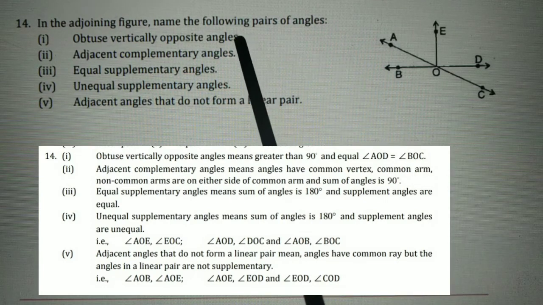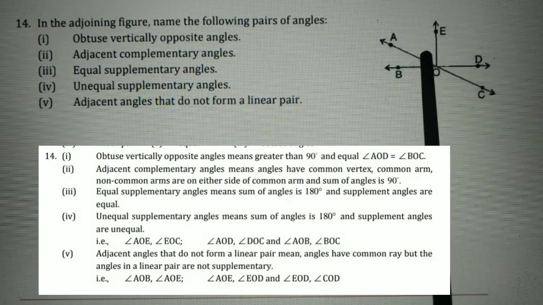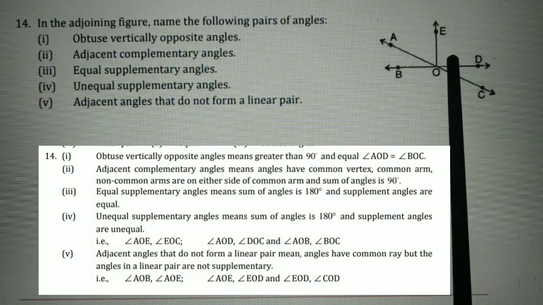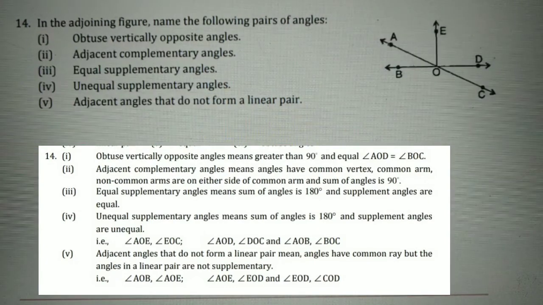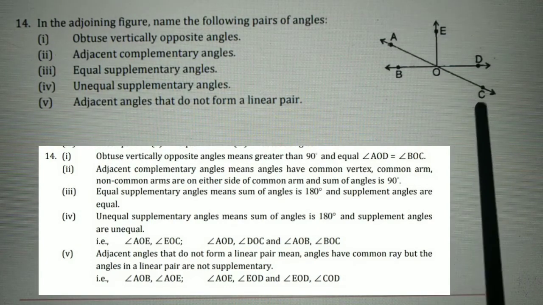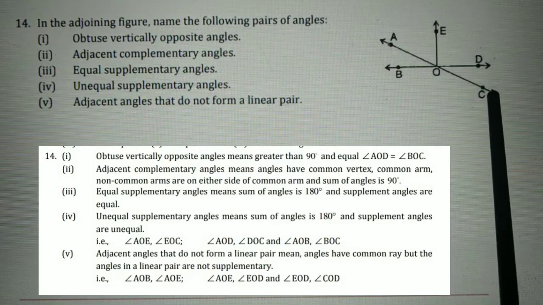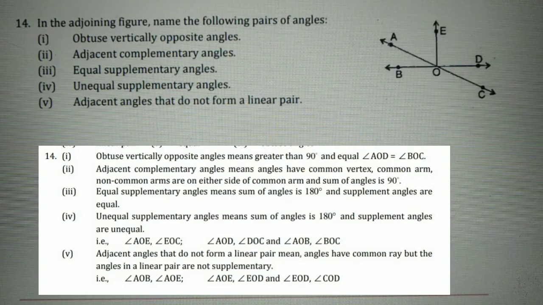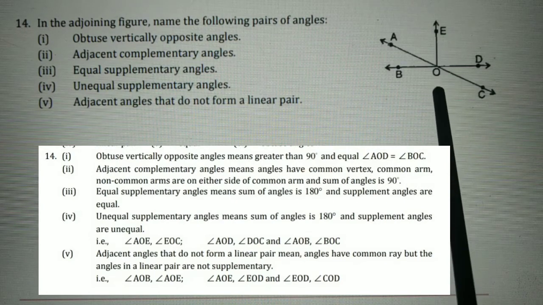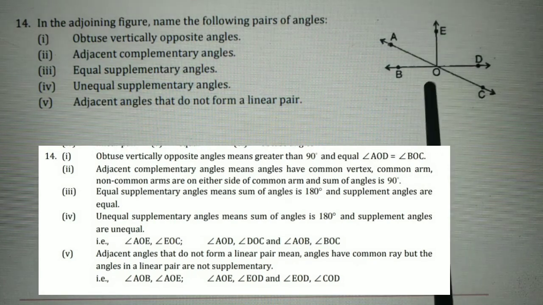Secondly, vertically opposite angles. So when two lines intersect with each other, four angles are made. One is AOD, that is this angle. Second is BOC, vertically opposite. And next is AOB and DOC. These are also vertically opposite. Now in this case, only BOC is vertically opposite to AOD. So these two angles are obtuse and vertically opposite angles. Do not consider this ray. When we want to find out vertically opposite, only these two and these two angles we must consider.